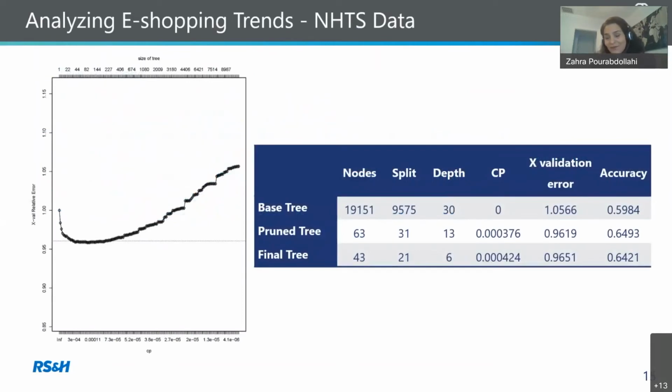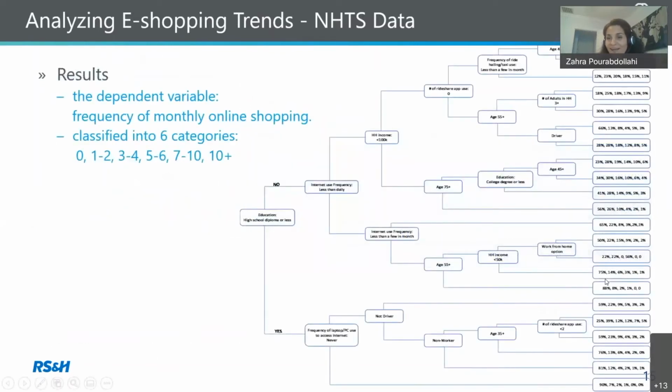And this is the result of the final tree that was developed based on the NHTS data. The final tree has a depth of 6, 43 nodes, and the data has been split 21 times. And this is the rotated tree, the final tree. I don't know how well you can see it, but I'm going to explain the results, what the findings in this tree are based on this data.